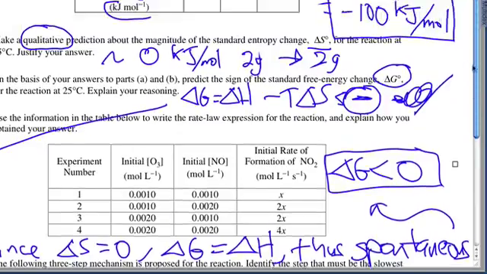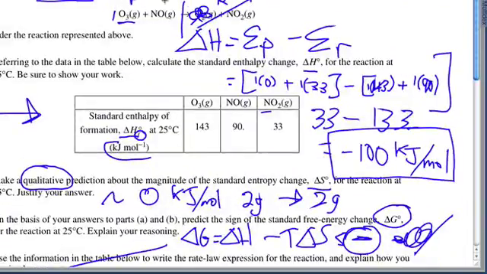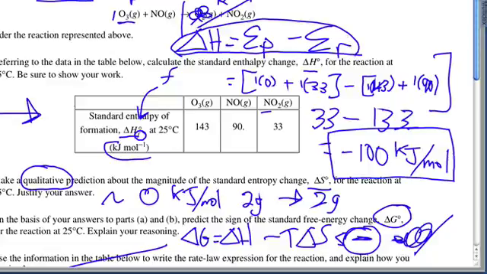Okay, so let's go over these answers one more time. Again, we did see the little f right there, so we knew to do sum of products minus sum of reactants. I'm sorry, these are reactants and these are products, my bad. The right side are the products, the left side are the reactants.